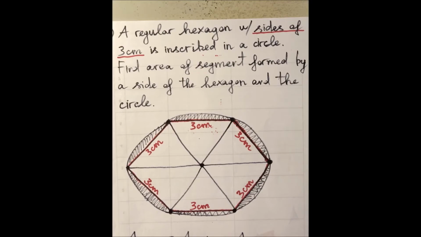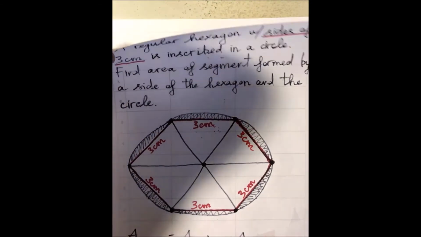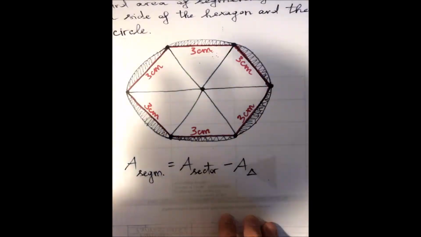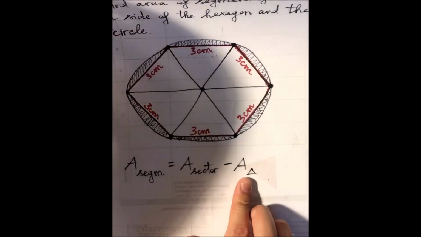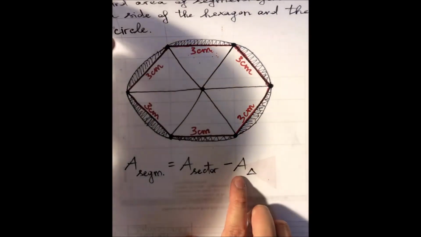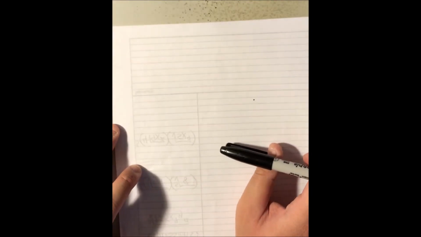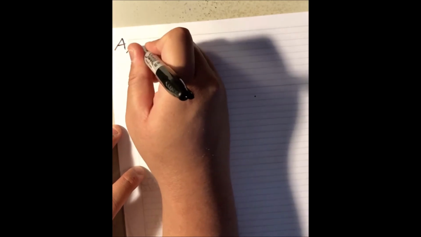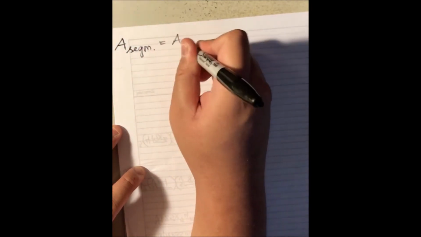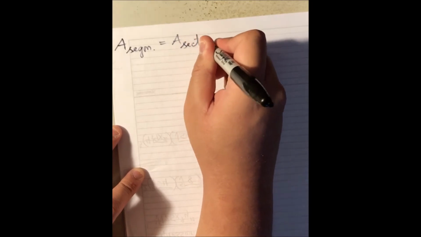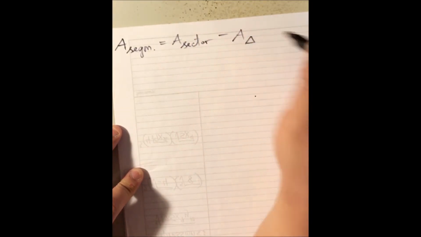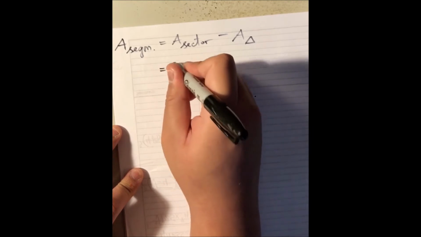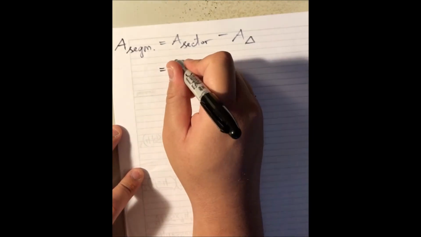And of course, the area of a segment is still going to be the difference between the area of a sector and the area of a triangle. So how do we do that? Well, for the area of a sector, we know that the area of a sector is what? Well, let's see, area of a segment equals a sub sector minus a sub triangle.